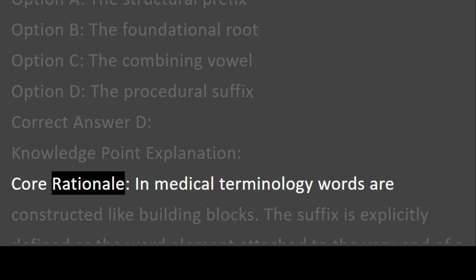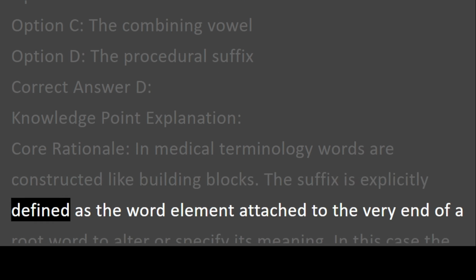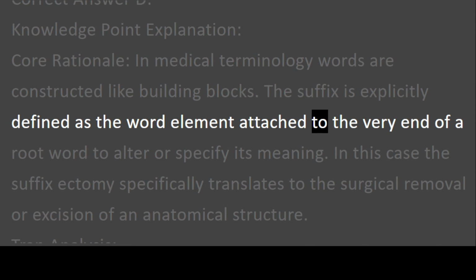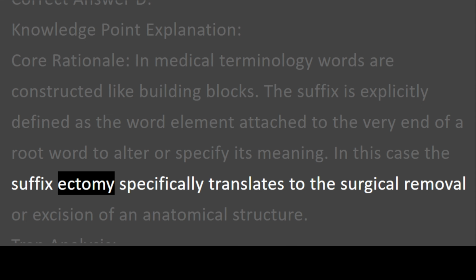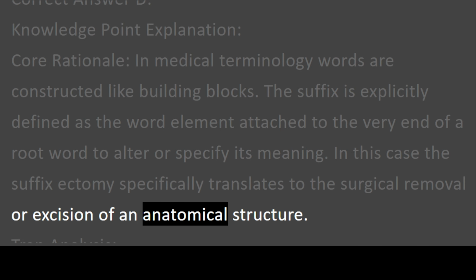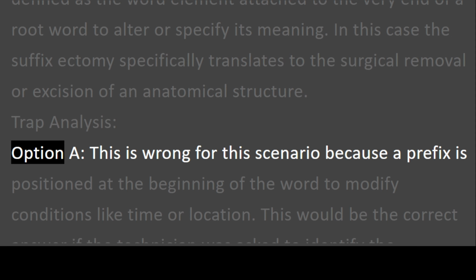Core rationale. In medical terminology, words are constructed like building blocks. The suffix is explicitly defined as the word element attached to the very end of a root word to alter or specify its meaning. In this case, the suffix ectomy specifically translates to the surgical removal or excision of an anatomical structure. Trap analysis. Option A.